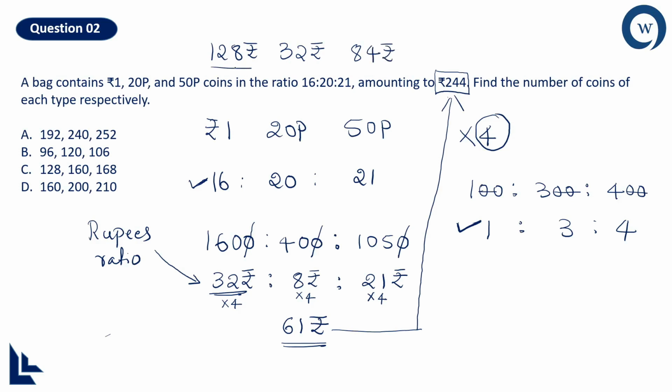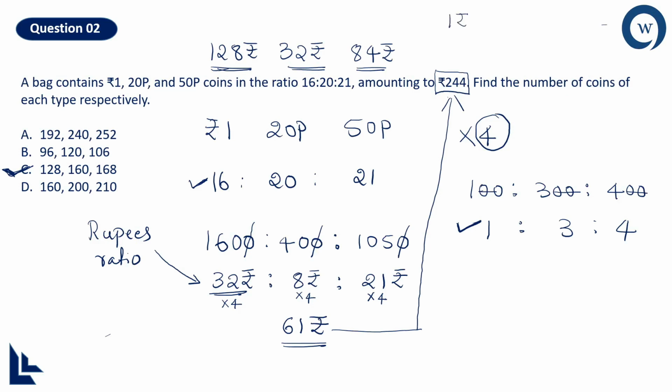Now this gives me the total amount contributed by all the denominations, but the question is how many coins of each type. Now if there are 128 rupees contributed by 1 rupee coins, then how many coins will there be? 128. So you don't have to look at the remaining answer choices because there is only one answer choice which starts with 128. But still, if you are curious, you can go with the next part as well, which is 32 rupees.